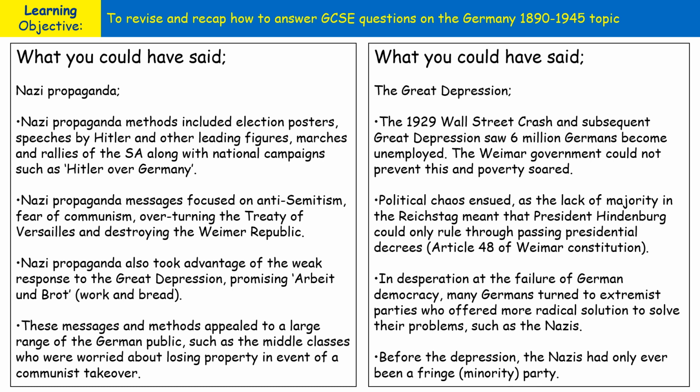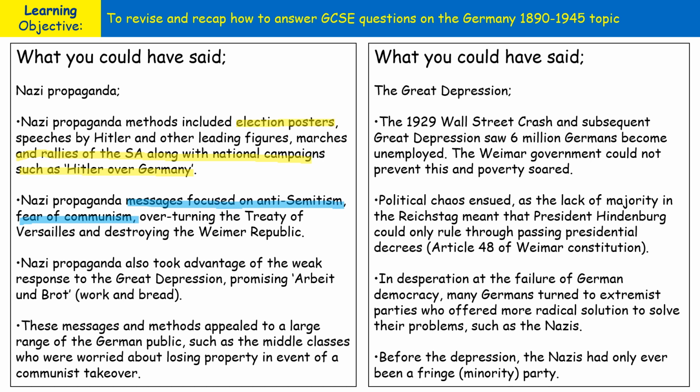So you want to be really specific when you're using examples and evidence in this type of question. So you might mention election posters, speeches by Hitler, marches and rallies. You might even want to mention the Nuremberg rallies and national campaigns such as Hitler over Germany, where basically Hitler flew all around Germany giving speeches in the build-up to elections in the early 1930s. You might want to mention the types of messages the Nazis focused on, for example, the anti-Semitic messages or fear of communism.